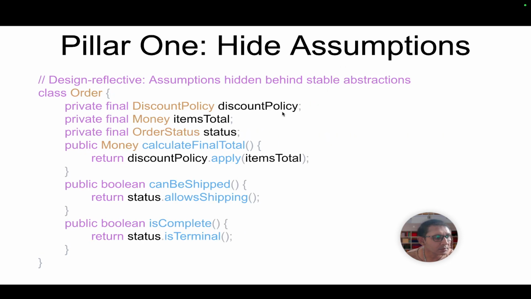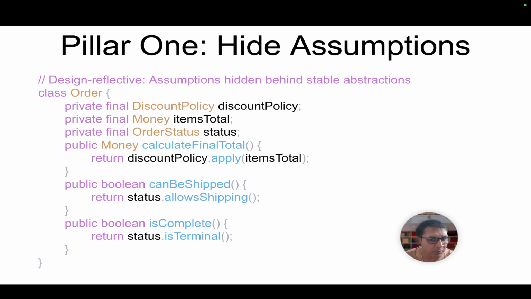Now, here's how we hide these assumptions. Now, look at what we've achieved. The order class doesn't know how discounts work internally. It just knows that it has a discount policy that it can apply to the items total.